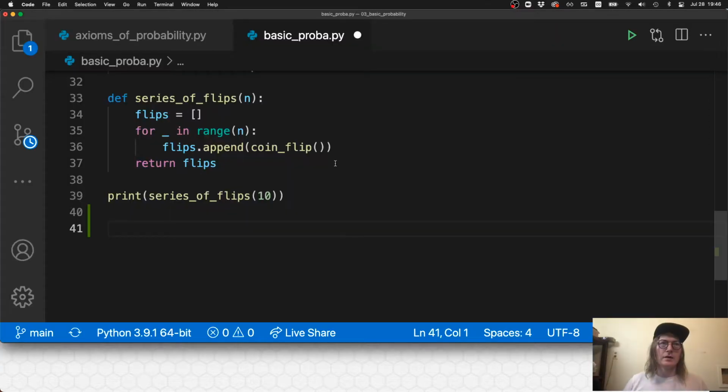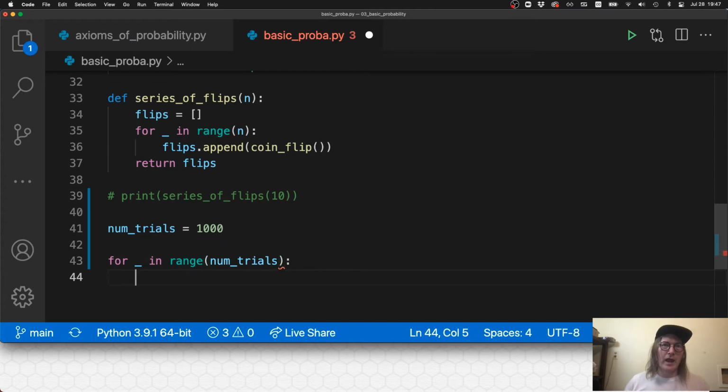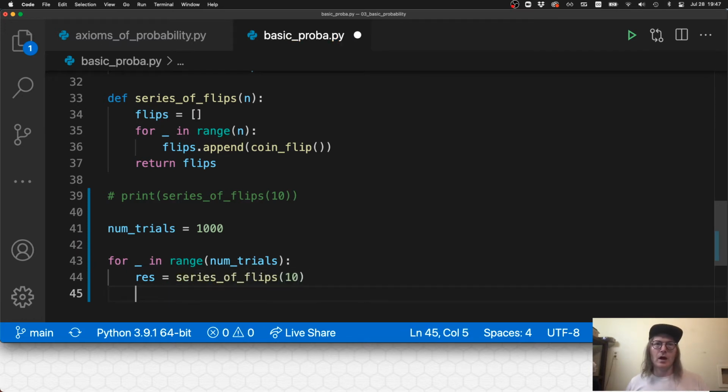So let me just go ahead and code that really quick. Let's say 1,000 flips. So the number of trials of 10 flips is going to be 1,000. And I'm going to say for whatever in range of that number of trials, we're going to call out to series of flips. So we're going to get an outcome from series of flips with 10 flips.